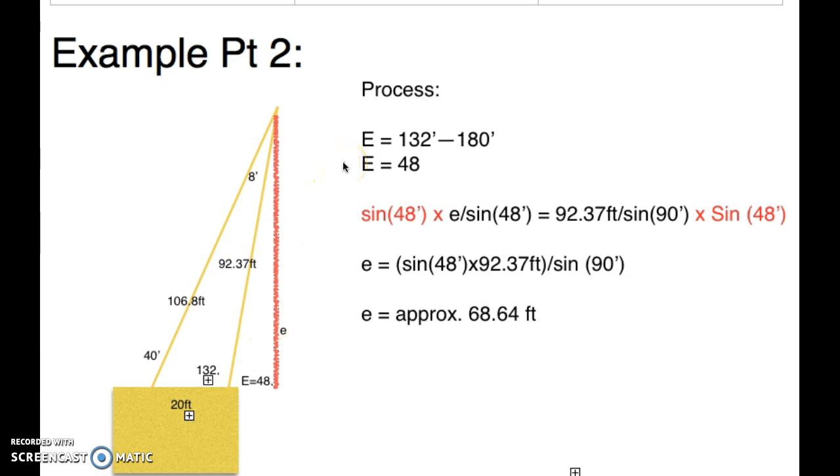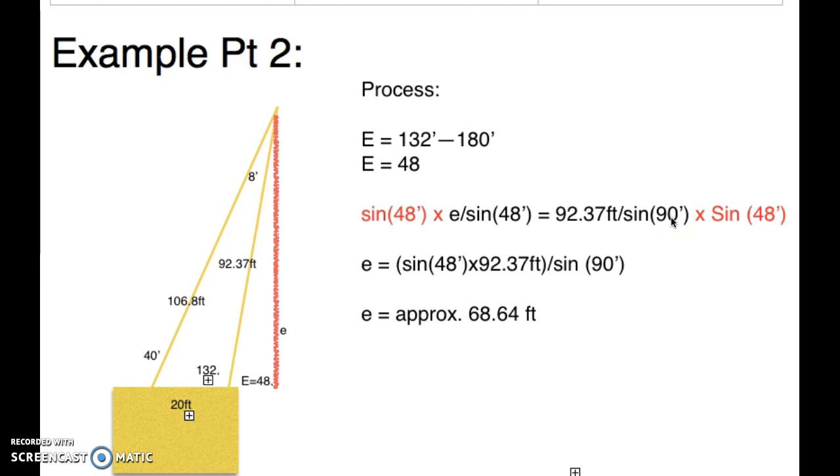Now first, we have to subtract 132 from 180 degrees. This is because any flat line will always have 180 degrees. Therefore, 48, along with 132, creates 180 degrees. Now, in order to find little e, we are going to have to set it up the same way, with little e over sine of 48 being equal to 92.37 feet over sine of 90 degrees.